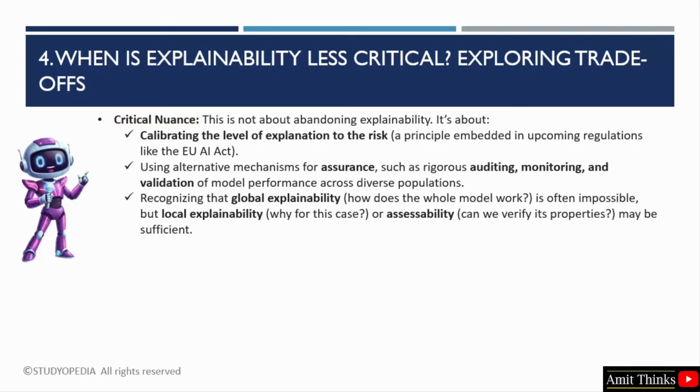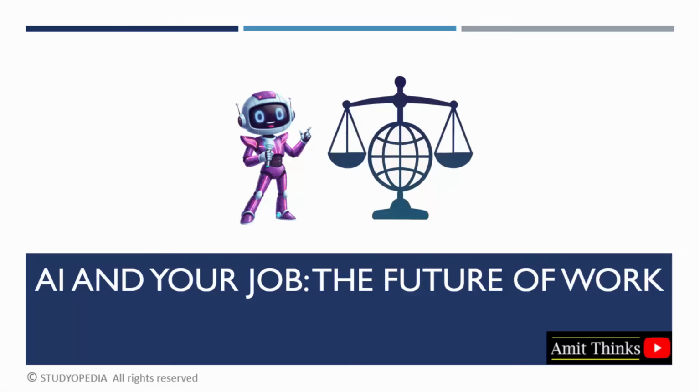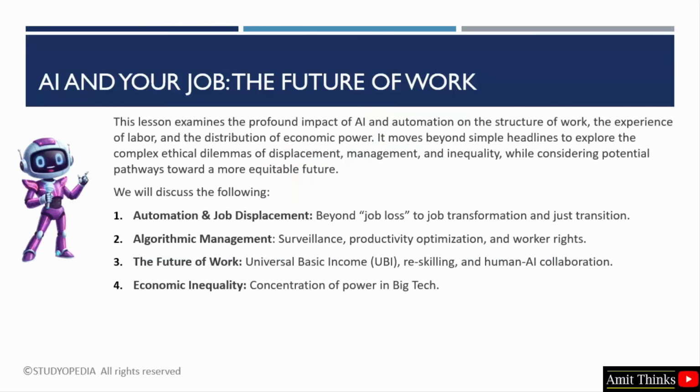In this lesson, we saw how we can understand the decision making in AI systems. We also understood what is transparency and explainability. In the next lesson, we will understand the impact of AI and automation on the structure of work. So let us see. This lesson explores how AI and automation are reshaping jobs, labor experiences, and economic power.